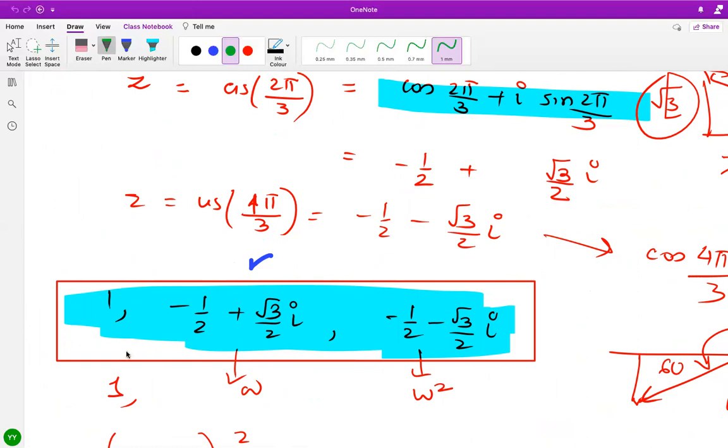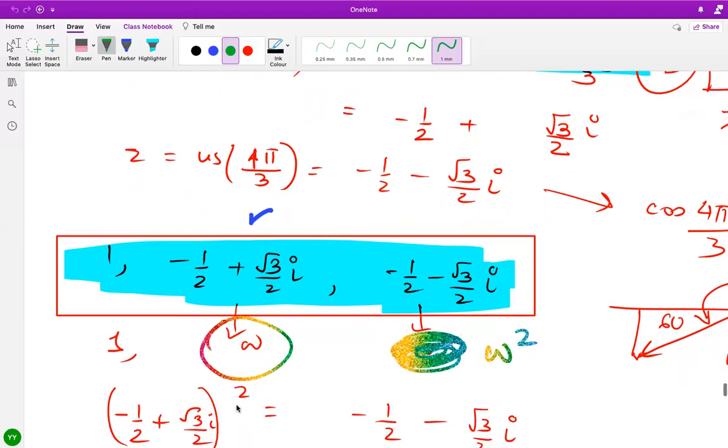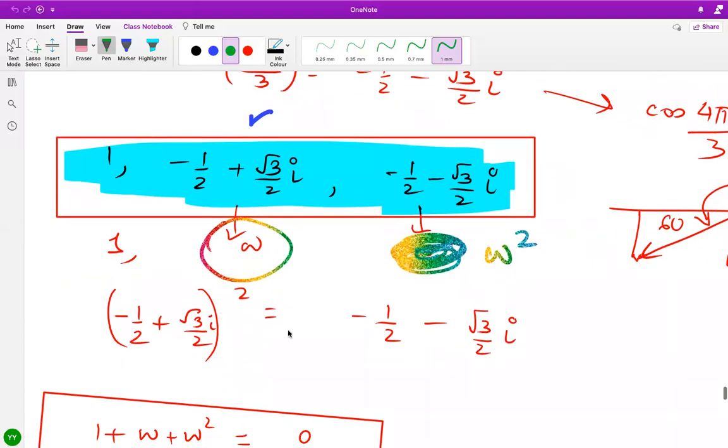Now, when I take the first root as, let's say, omega or w, what happens is that if I square this, when I square negative half plus root 3 by 2 i, you are going to get this. So that's why instead of taking some other variable, I take this as omega square. Okay, so now another interesting property. You can verify this, obviously you can expand it and see whether it's happening or not.